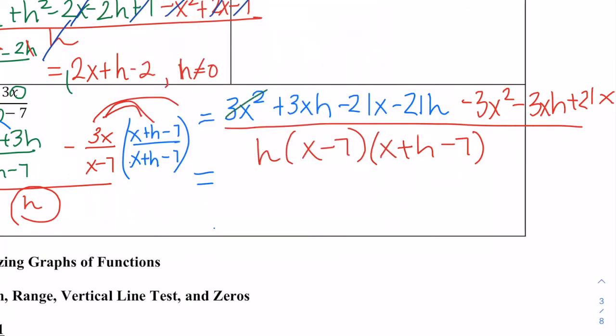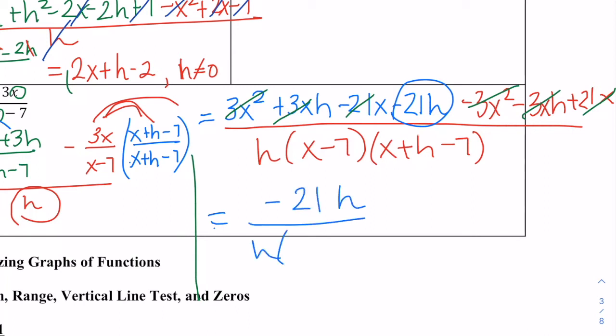So we have 3x squared, 3xh, and 21x. So when we simplify this, I know it gets a little confusing. I'm going to draw a little line here. In the numerator, we're going to have negative 21h left in the top over h times x minus 7 times x plus h minus 7.